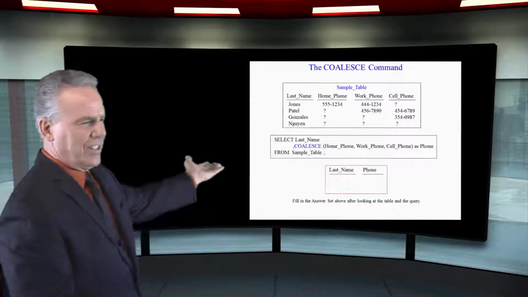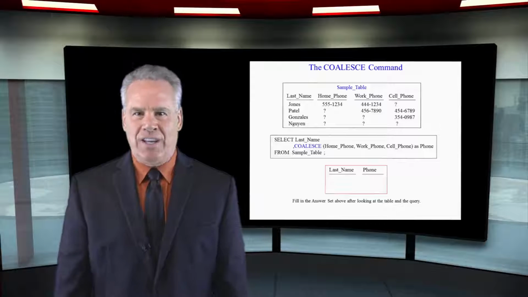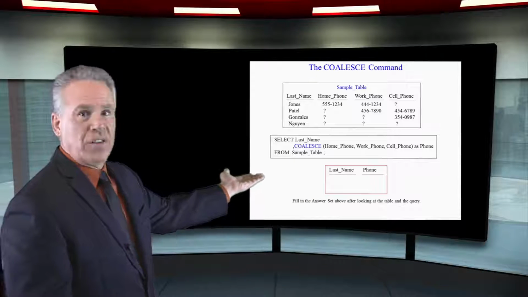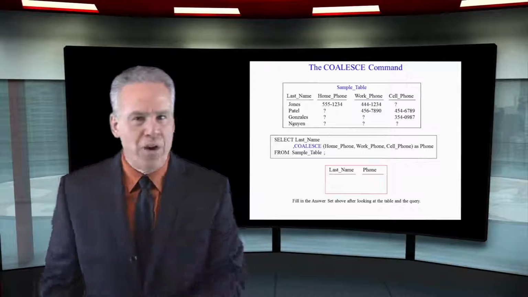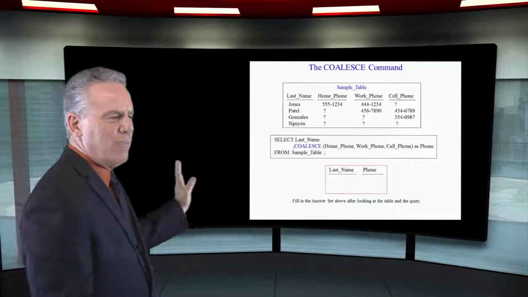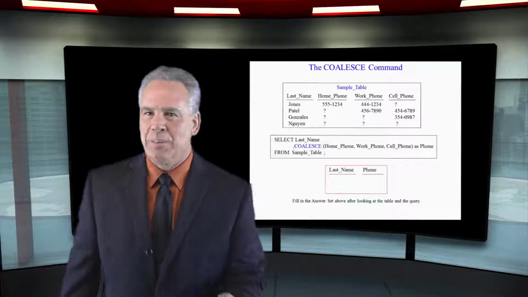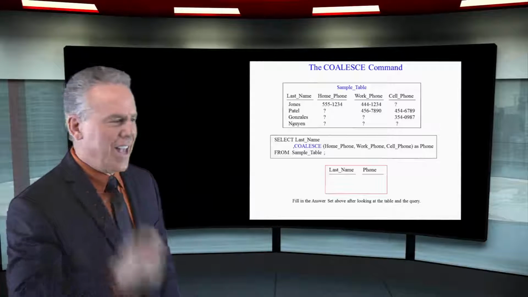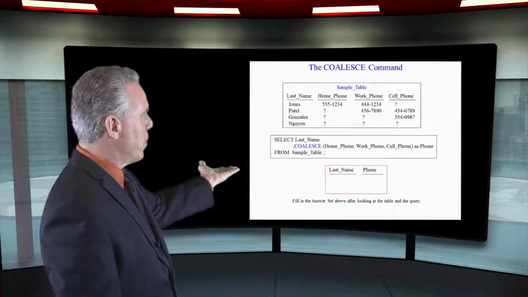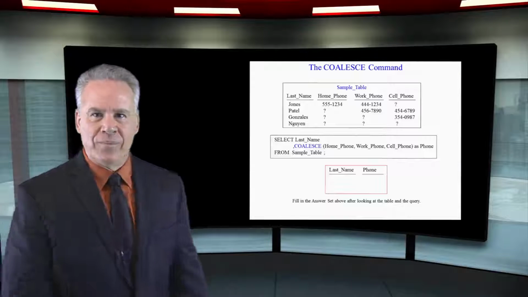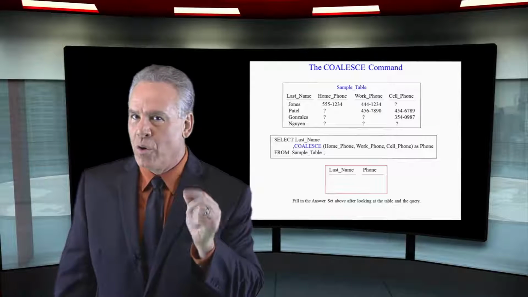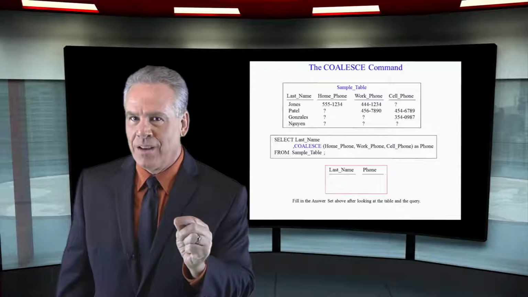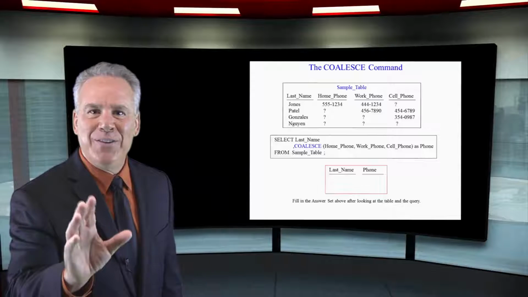Let's take a look at Gonzalez. Gonzalez, does he have a home phone? He doesn't. Well, let's call him on his work phone. He doesn't have that either. It moves down the list and it brings back his cell phone. Tell me what you think is going to come back for our person named Wynn. Doesn't have a work phone or home phone or cell phone, so it's going to bring back a null value.